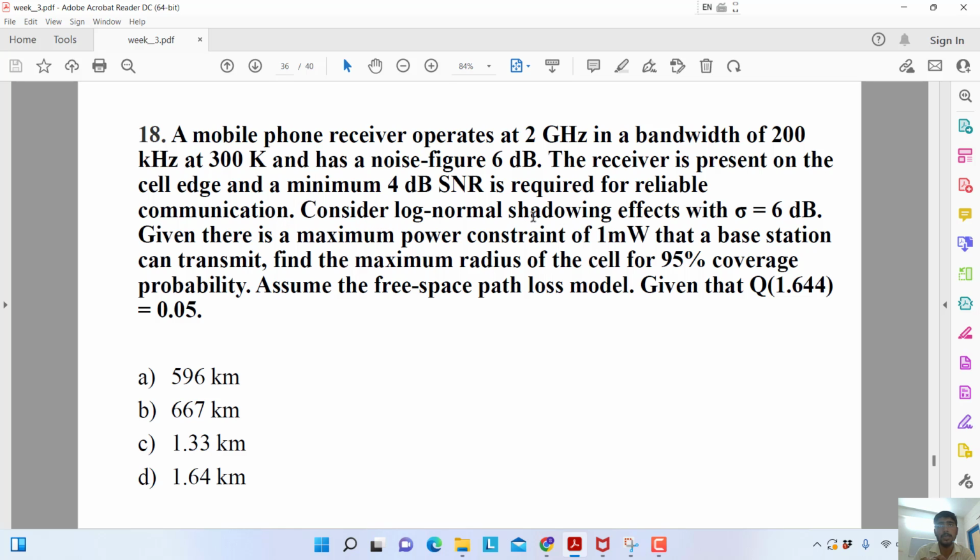Consider the log normal shadowing effect with sigma 6 dB. Given there is a maximum power constraint of 1 milliwatt that the base station can transmit. Find the maximum radius of the cell for 95% coverage probability. Assume free space path loss model, and the value of Q is given. We have to calculate the maximum radius for getting 95% coverage in the entire cell.